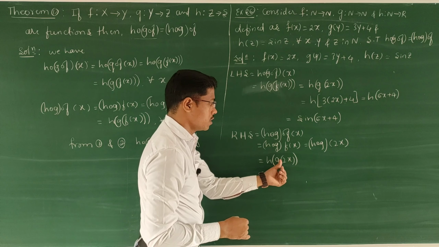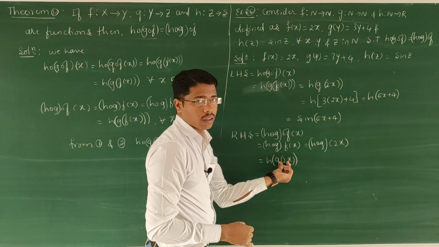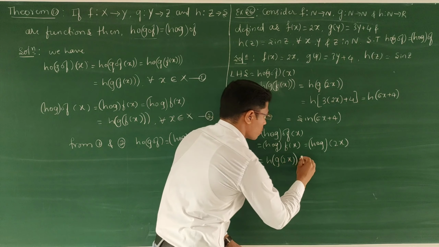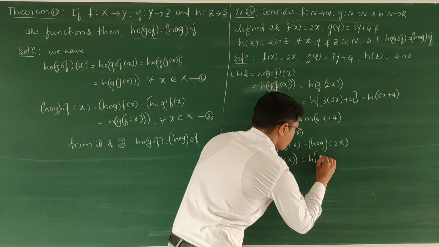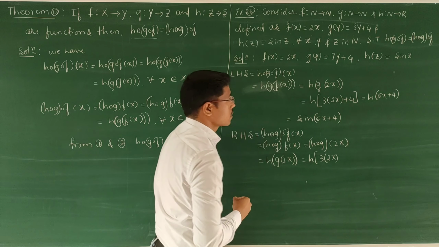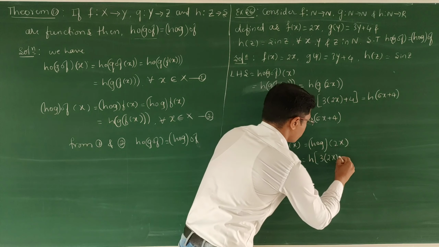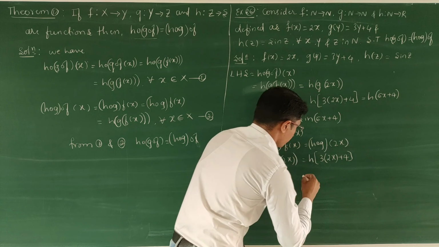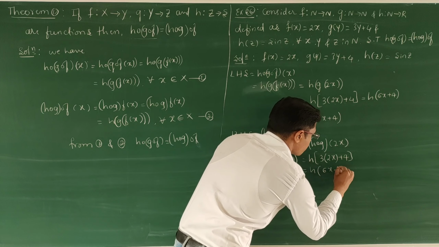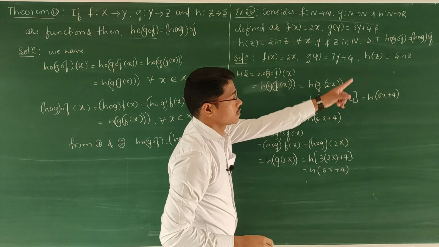Look, h of z of 2x, g of y is there, right? g of y means 3y plus 4. Take this and put it in place of y. That is h of 3 into y, that is 2x plus 4. This is equal to h of 6x plus 4, sin z.